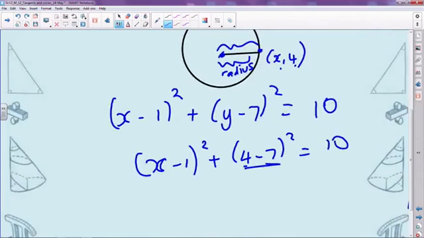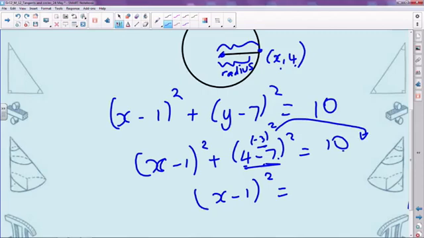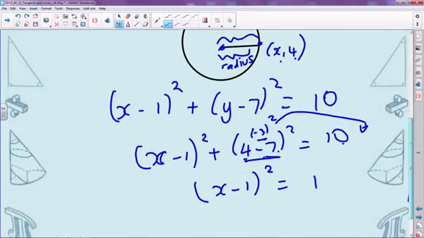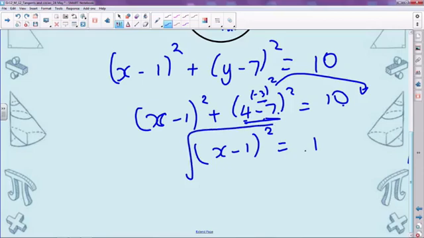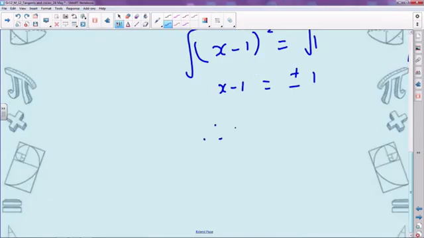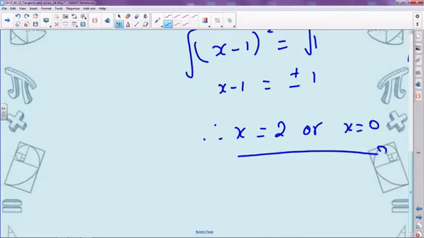So 4 minus 7 gives me minus 3. Minus 3 squared is 9. Take it over to the right-hand side. 10 minus 9 is going to give me 1. And then I'm going to square root both sides to get rid of the square. And I'll get x minus 1 is equal to plus or minus the square root of 1, which is plus or minus 1. Therefore, x is going to be equal to either 1 plus 1, which is 2, or 1 minus 1, which is 0. So those are the two values for x.